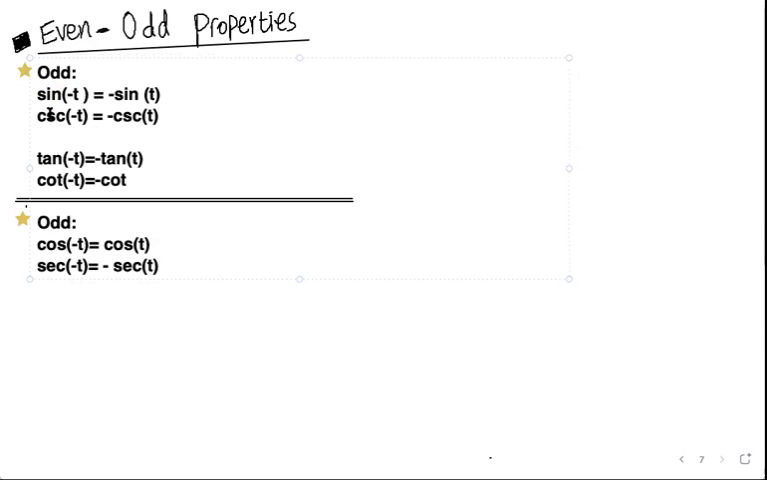This is the odd function. This is the even function. Now, the odd function: sine of minus t equals minus sine of t, and the same thing for the reciprocal of sine, which is cosecant, 1 over sine. Tan is also an odd function: tan of minus t equals minus tan of t, and the same for its reciprocal. The only even function is cosine. Cosine of minus t equals cosine of t. The same goes for the reciprocal, secant.